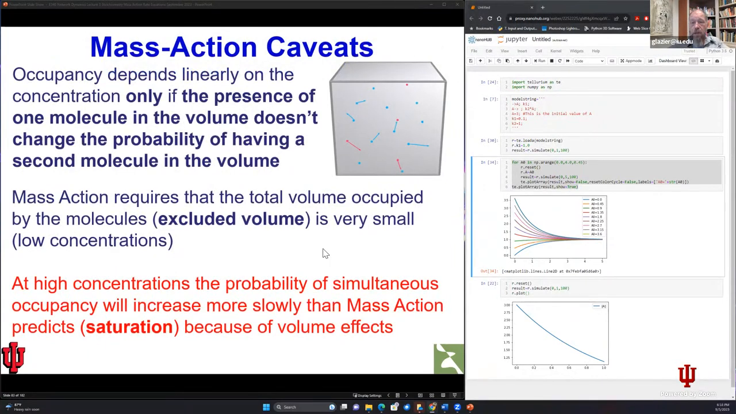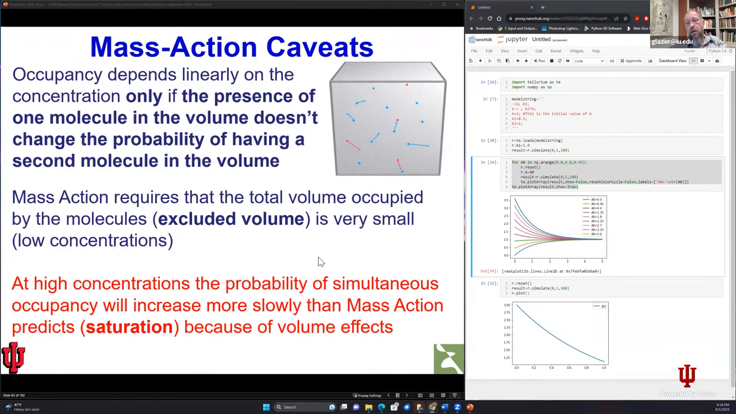Okay. Mass action caveats. The linear dependence of occupancy on concentration only is the case if the volume of the molecules is small compared to the space they occupy. If anybody has ever done the virial coefficients in chemistry, which are pretty ugly, those are the correction factors for mass action. Any chemistry, biochemistry, or even regular chemistry textbook will do the derivation of the virial coefficients, but they're pretty ugly. You don't want to be doing them here.